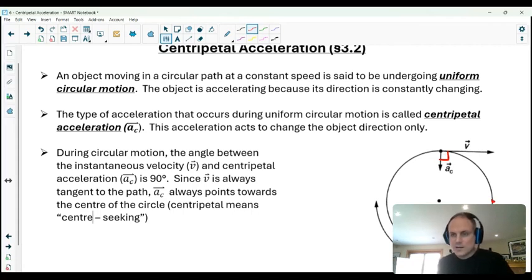If the object is here, the velocity is going to be tangent to the circle like that. If our object is here, the velocity is tangent to the circle like that. But each time, our acceleration is always pointing towards the center of the circle. And since they are perpendicular to one another, our acceleration never changes the magnitude of the speed, it only changes the direction.